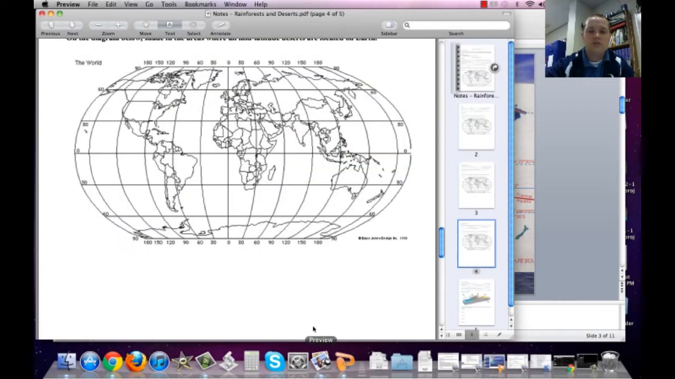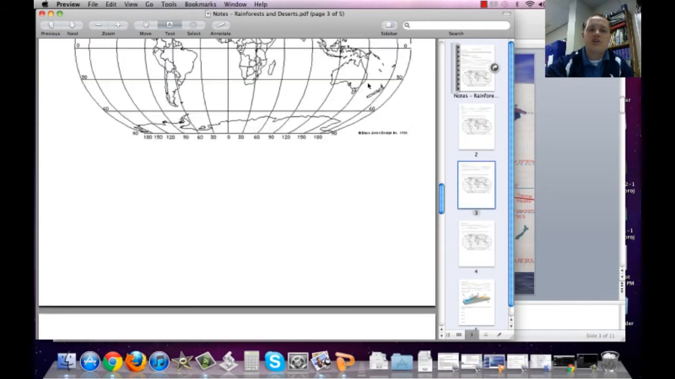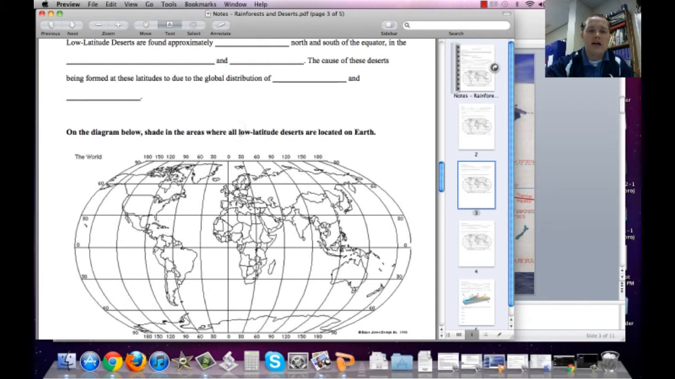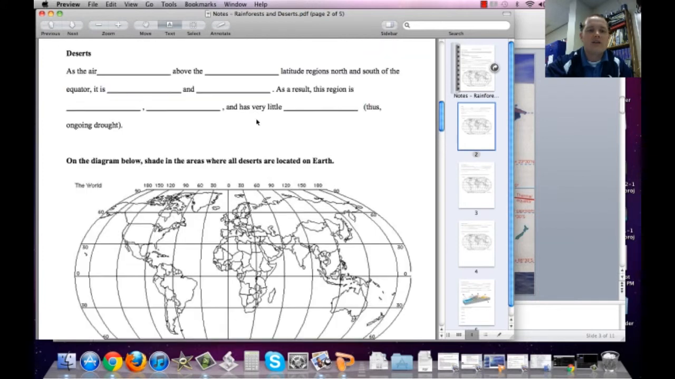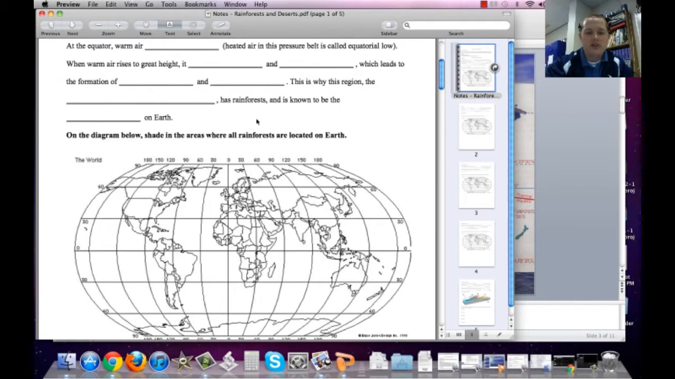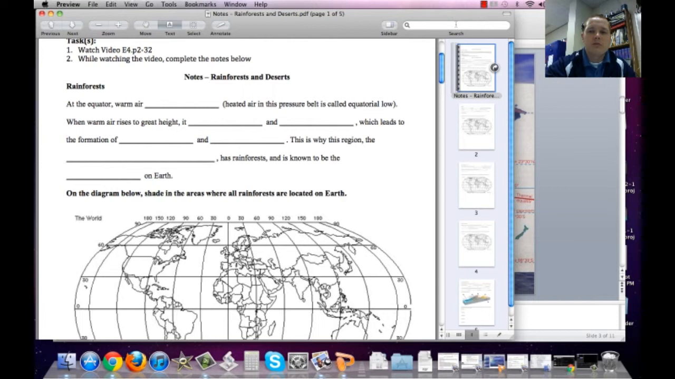And while I'm going through the notes, I'm going to be asking you, as it says right there in your notes, to, as an example, shade in areas where mid-latitude deserts are found, or shade in areas where you find low-latitude deserts. It's more or less just a location type question that also will be used to demonstrate exactly how the winds are actually traveling globally to make these deserts and or rainforests possible. So that's why the globes are there, just to shade in areas to show the distribution of rainforests and deserts. All right, so with that having been said, let's jump in.